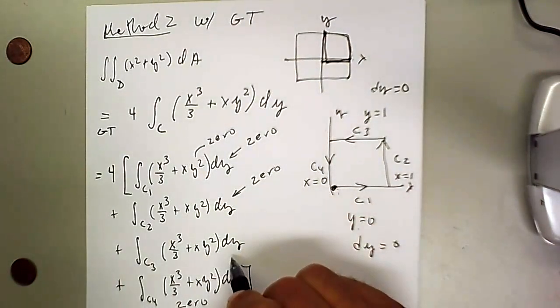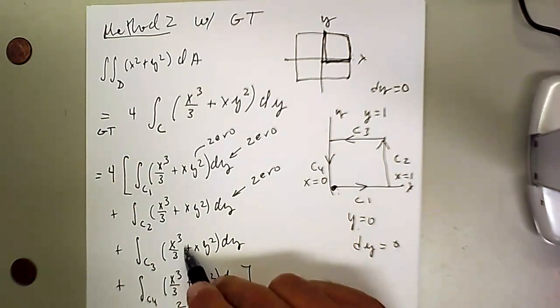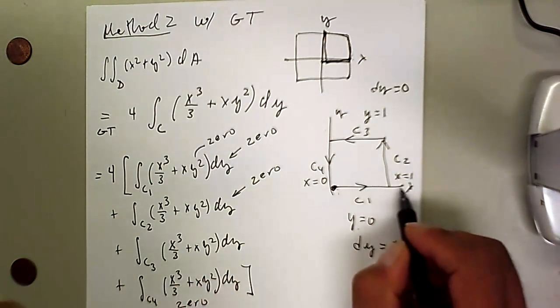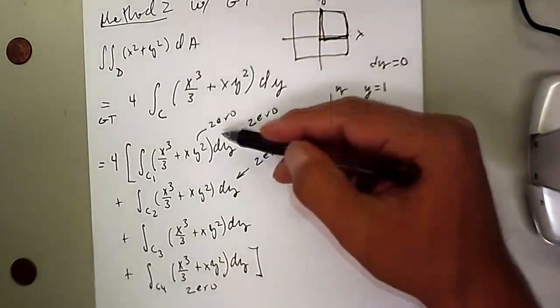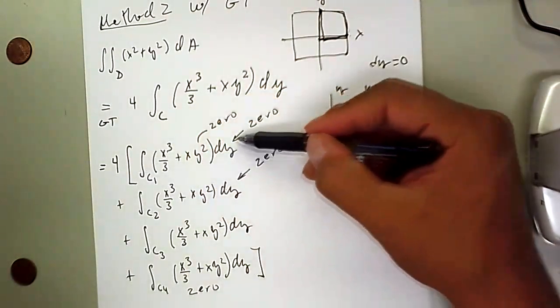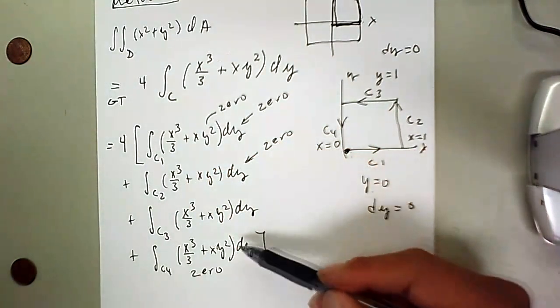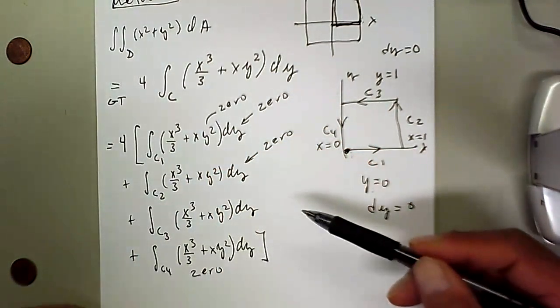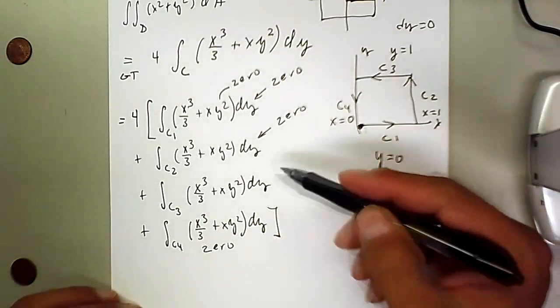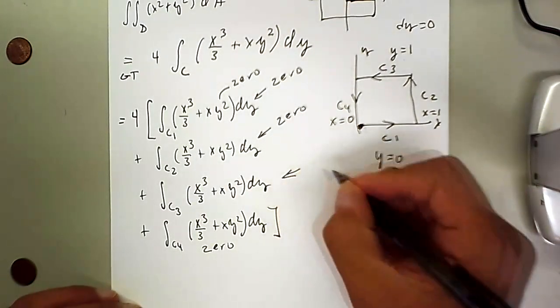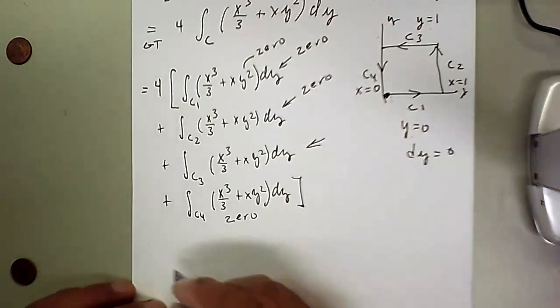It looks like, so x here on C3, x is 1. Okay, so that's going to vanish. This entire integral is going to vanish. This is going to vanish because dy is 0. This is going to vanish because the x's are going to be 0. So the only one that survives is that one. That one is not going to be 0.